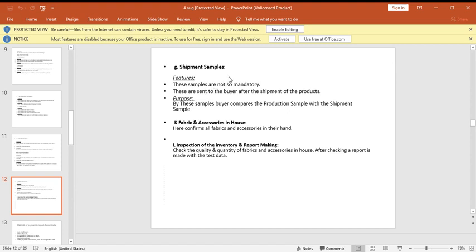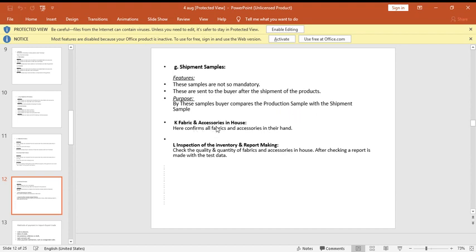Then shipment samples. These are sent to the buyer after the shipment of the products. By these samples, the buyer compares the production sample with the shipment sample.